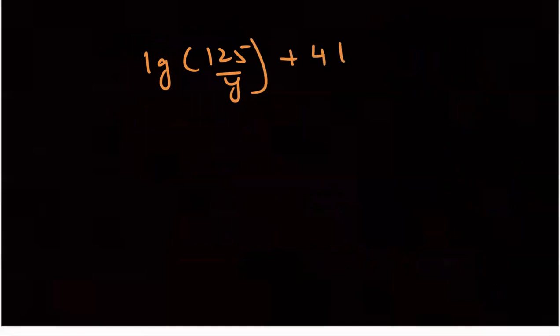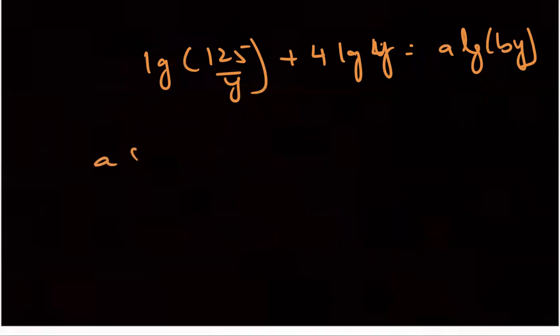Now if we look at a question, the question says, for example, log 125 over y plus 4 log y is equal to a log by. So we have to find the values of a and b, for all positive values of y.